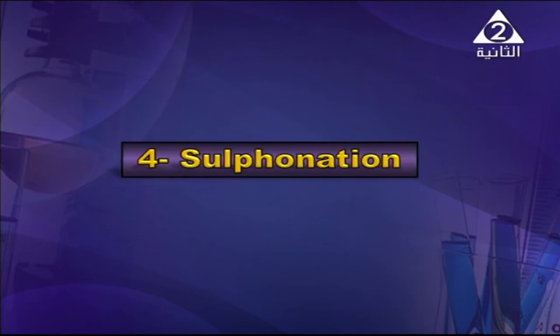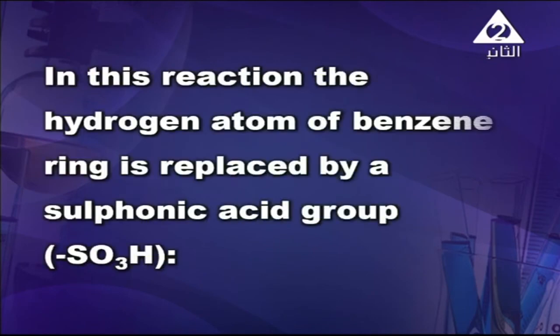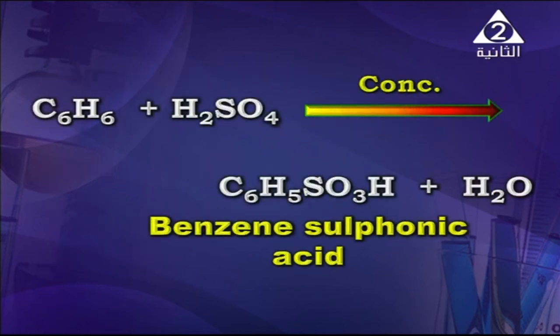Now, the sulfonation reaction. In this reaction, a hydrogen atom of the benzene ring is replaced by the sulfonic group, SO3H group. As shown on the screen, C6H6 plus concentrated H2SO4 gives C6H5SO3H, benzene sulfonic acid, and water is produced.